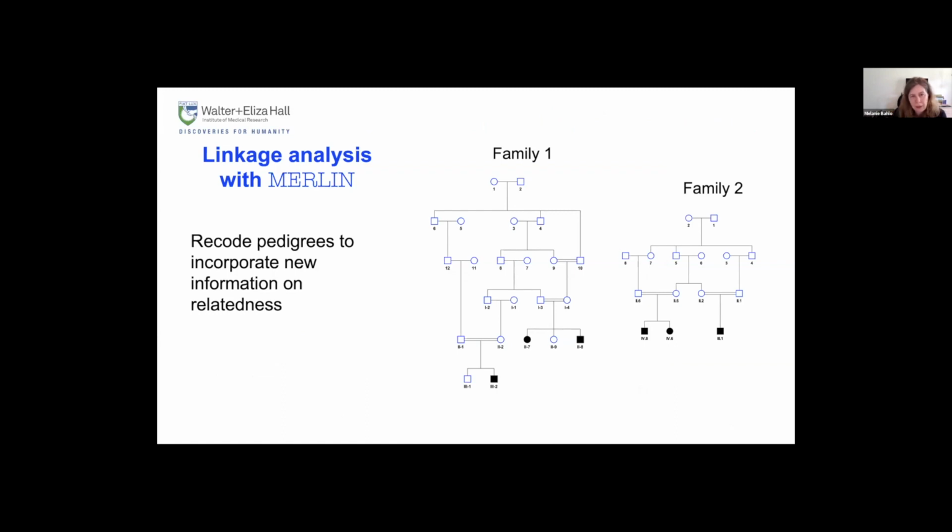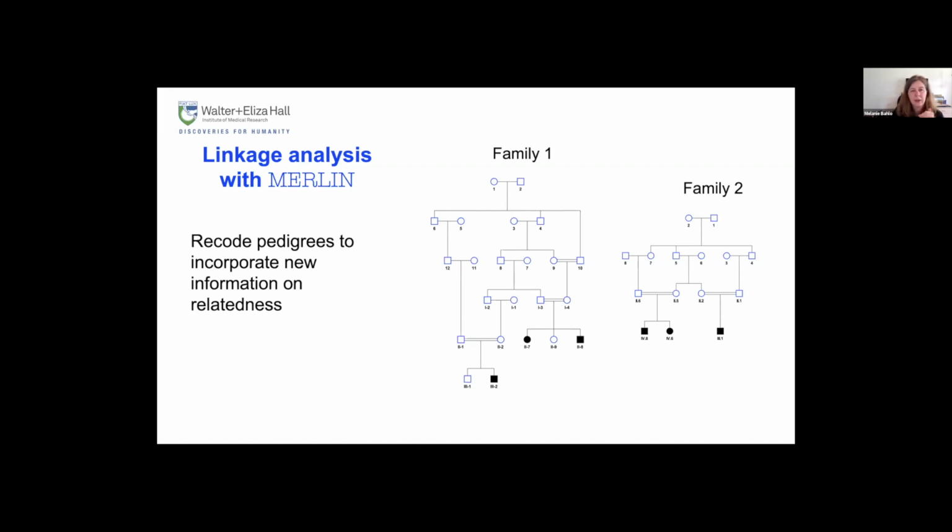Okay, so from our own experience with many of these tools, the best strategy to go forward is to recode your pedigrees with what you've learned from your detection exercise with the inbreeding analysis and the relatedness analysis, and recode the pedigrees to incorporate the new information on relatedness. So these pedigrees are kind of fixed up versions.